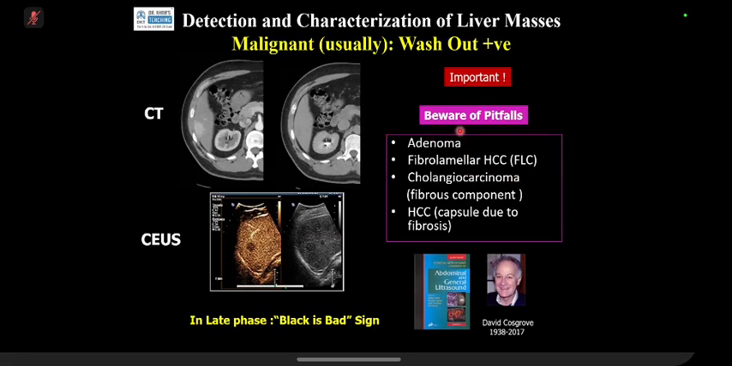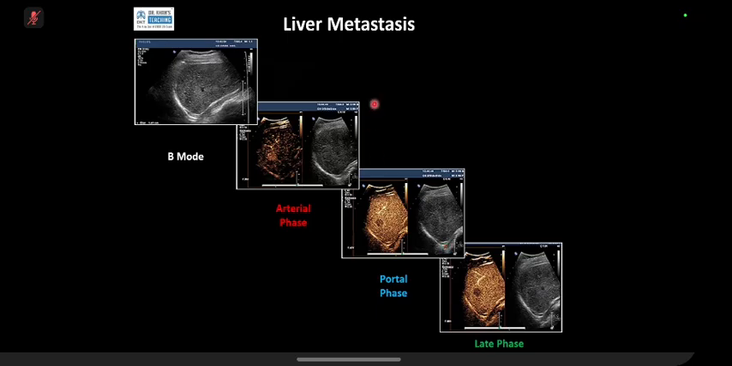Pitfalls. There are pitfalls. The pitfall is adenomas might not behave like this. And there are particular types of HCC, cholangiocarcinoma. We know these pitfalls, and we know how to tackle that. This is a contrast ultrasound where you have got in late phase a black lesion here, which is not a cyst, so it has to be. Black is a bad sign. Look at this liver metastasis. Some enhancement, washout, washout. So this is bad.